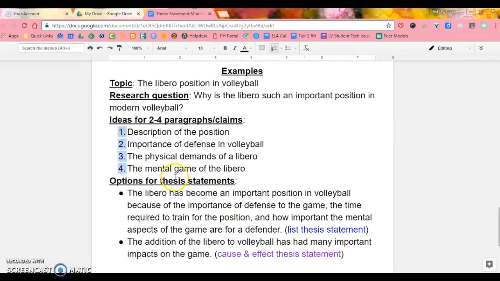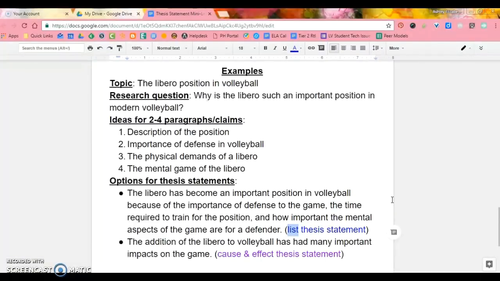So then to write my thesis statement, I've got to figure out, okay, ultimately, what is my answer to my research question? So I could have had two. One option would be a list thesis statement, which again, if you go to that Schoology folder, it's going to describe all of those different things.